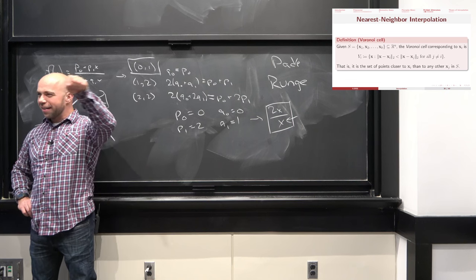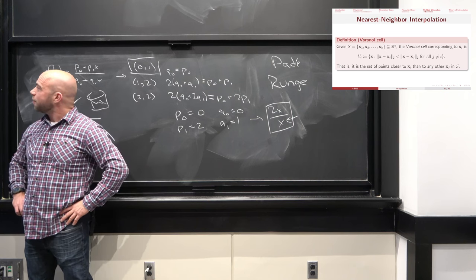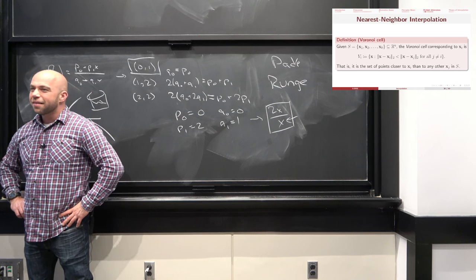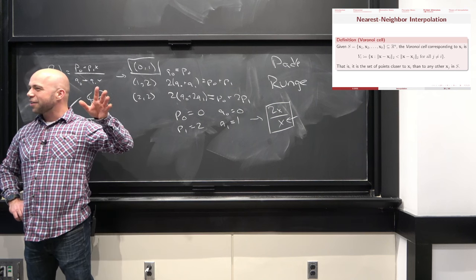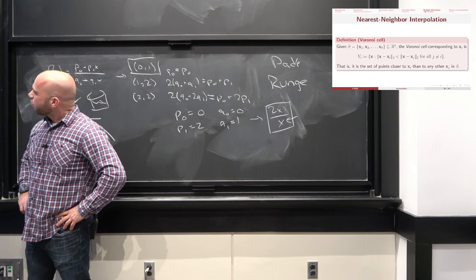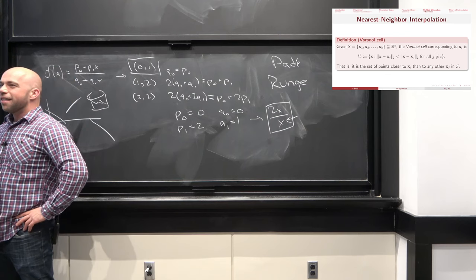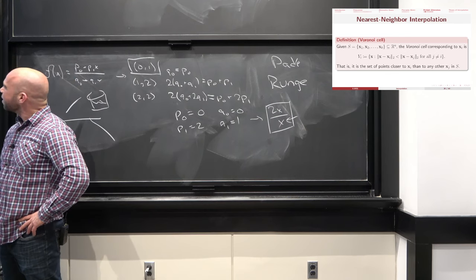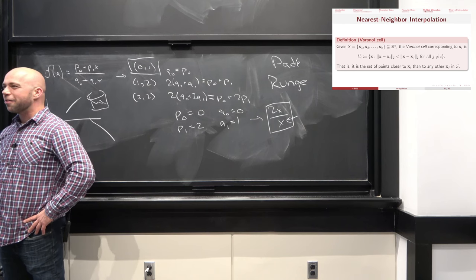Before, remember, it was those little line segments. Now you get something called a Voronoi diagram. Have you guys encountered Voronoi diagrams before, like in geometry class? Right, so the Voronoi cell, I have a bunch of xi's, is the set of points that are closer to xi than to any of the other xj's. That's the way I think about a Voronoi cell.